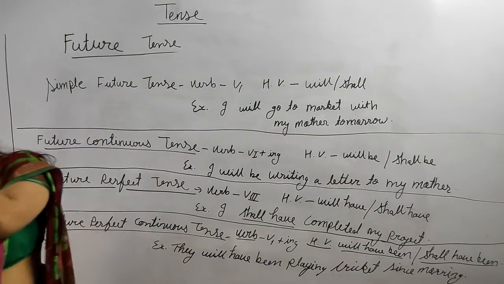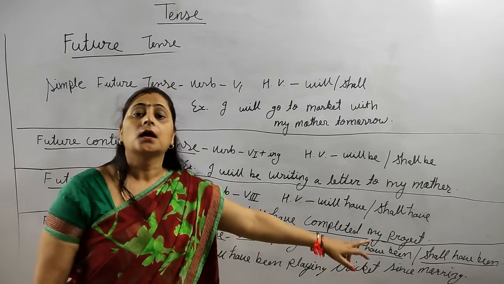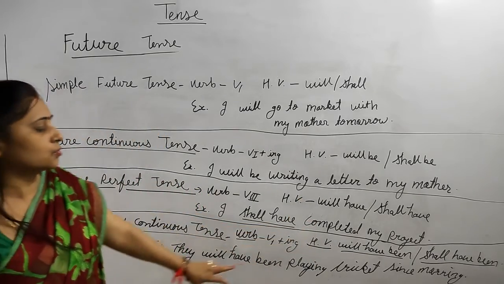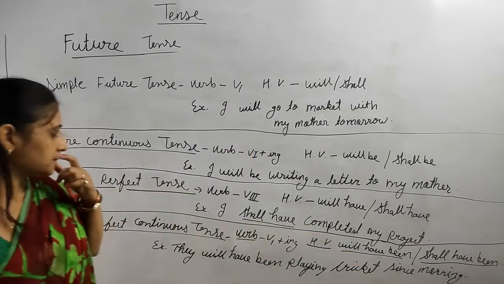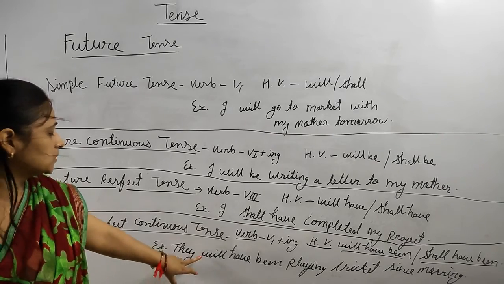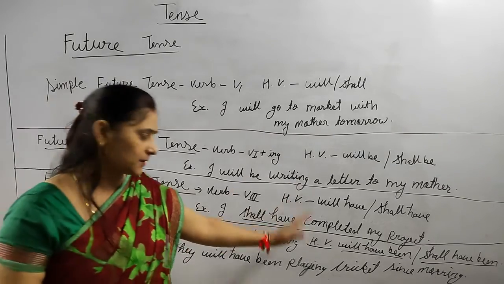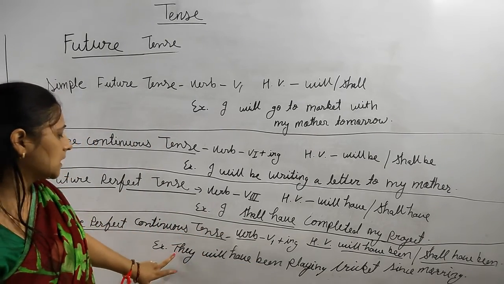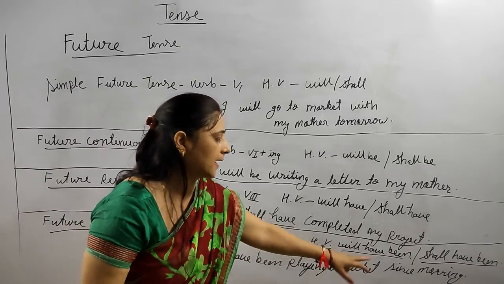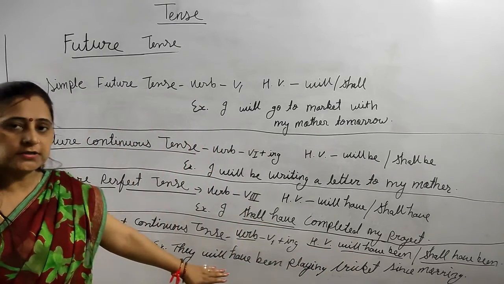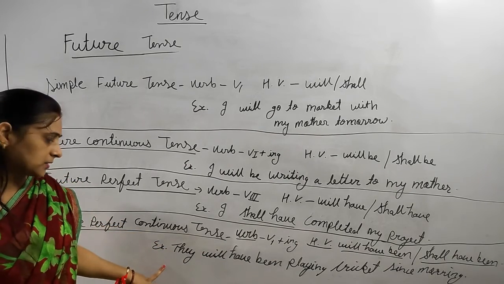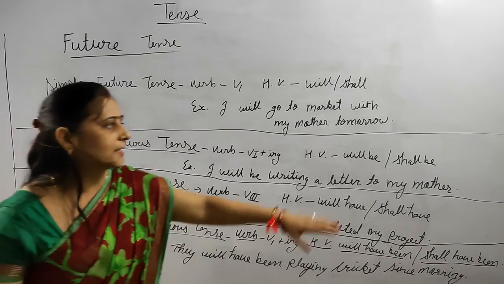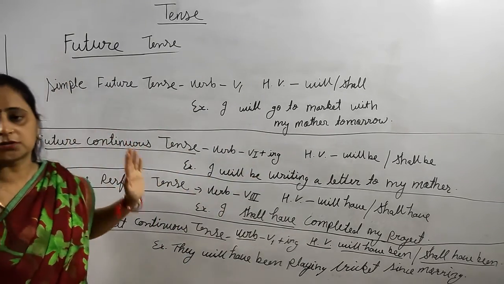Since morning, as already I have told, morning is showing the point of time, the exact time. So that's why we will use since morning. So this is the example where in future period of time and points of time are shown in future perfect continuous tense. They will have been playing cricket since morning. And you will change this affirmative sentence into negative and interrogative by your own. So it was the explanation of all forms of future tense.